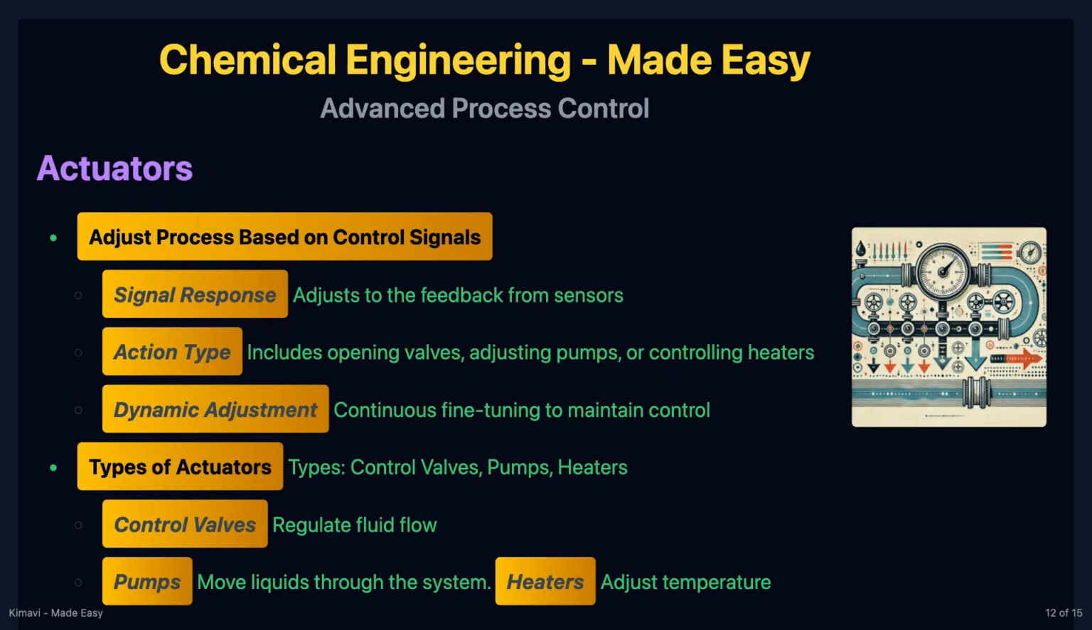Actuators are devices that adjust the process based on control signals. Common types of actuators include control valves, which regulate the flow of fluids, pumps, which control the flow rate of liquids, and heaters, which adjust the temperature of a process.